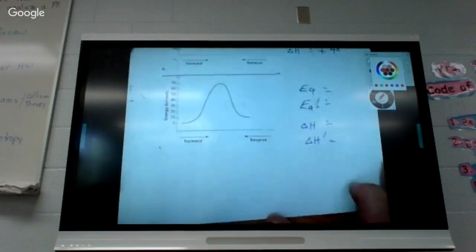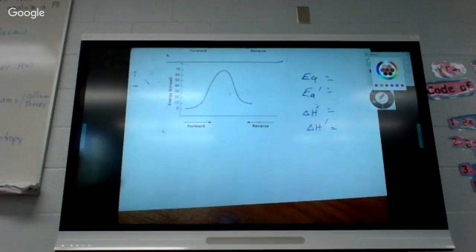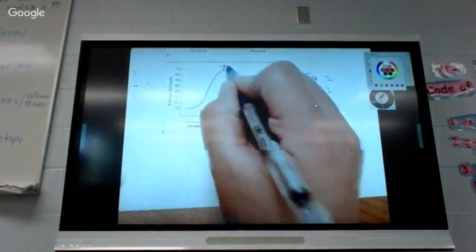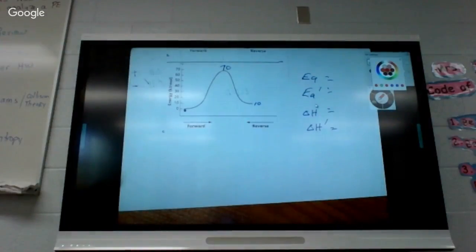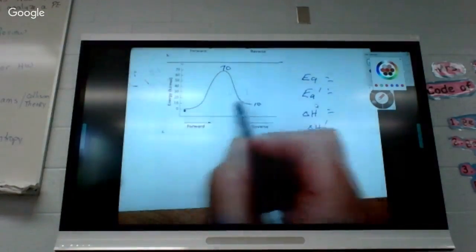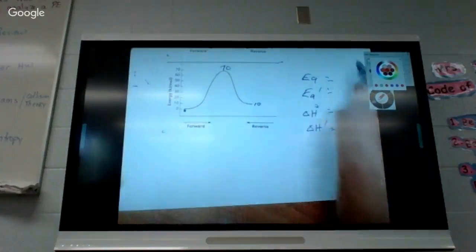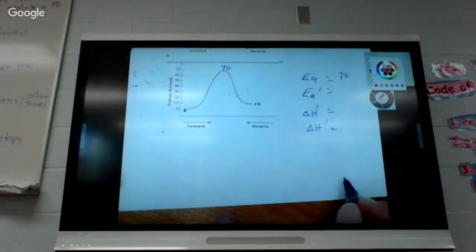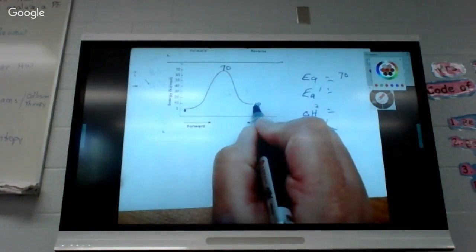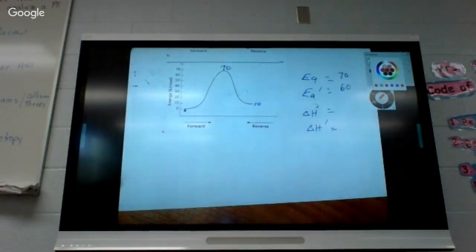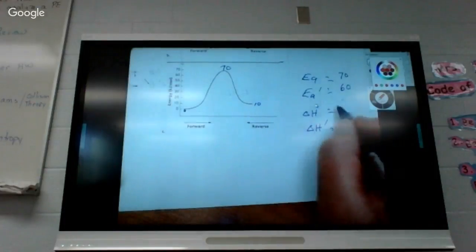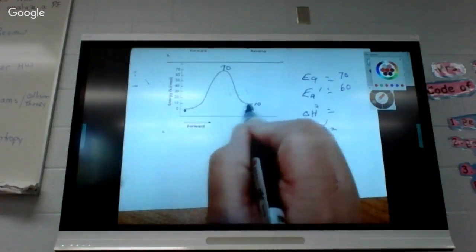All right, for this one, EA reverse, delta H, and delta H reverse. Did we say 70, 0, and 10? So that's at 70, that's at 10, and this one's at 0. Are we okay with those numbers? All right, so we went from 0 to 70, so that's 70. This started at 10 and went to 70, so that's 60. For delta H, we went from 0 to 10.